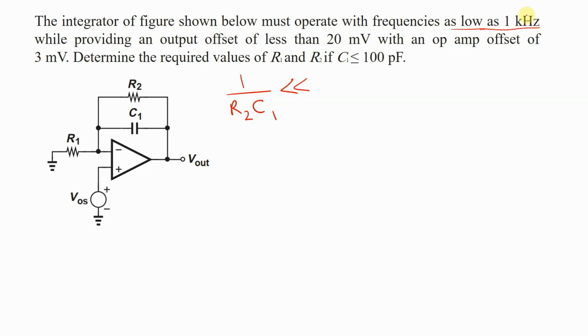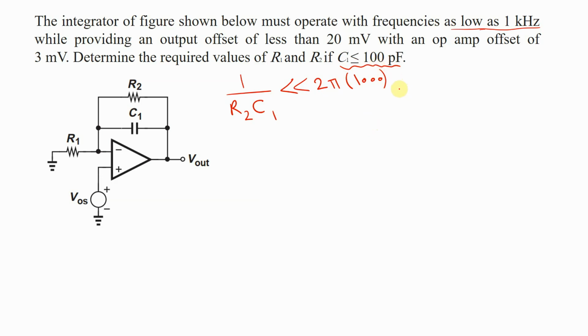Omega, this is in F. In order to convert it to omega, which means radians per second, you have to place 2 pi before that: 2 pi times 1 kilohertz, which is 1000 hertz. And at the end it says that C1 must be less than or equal to 100 picofarad.